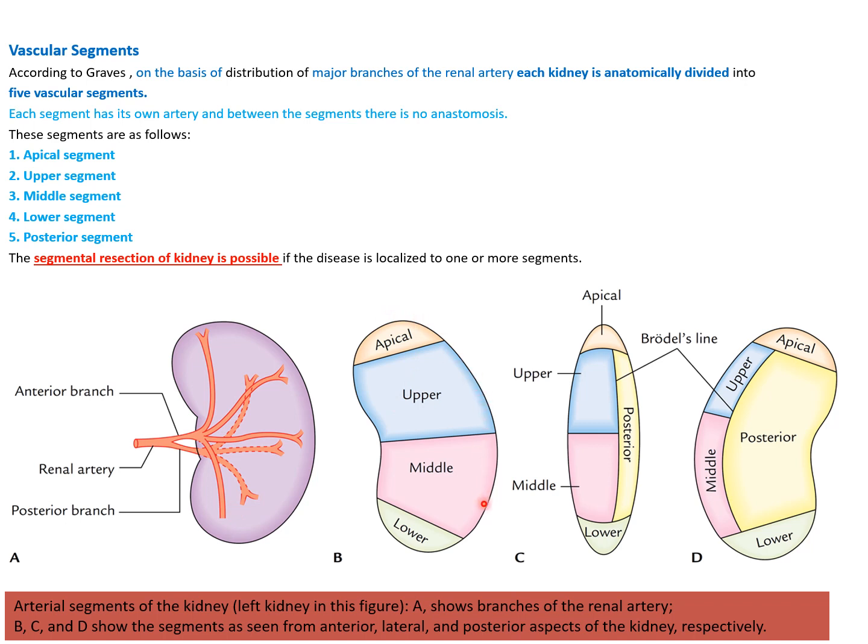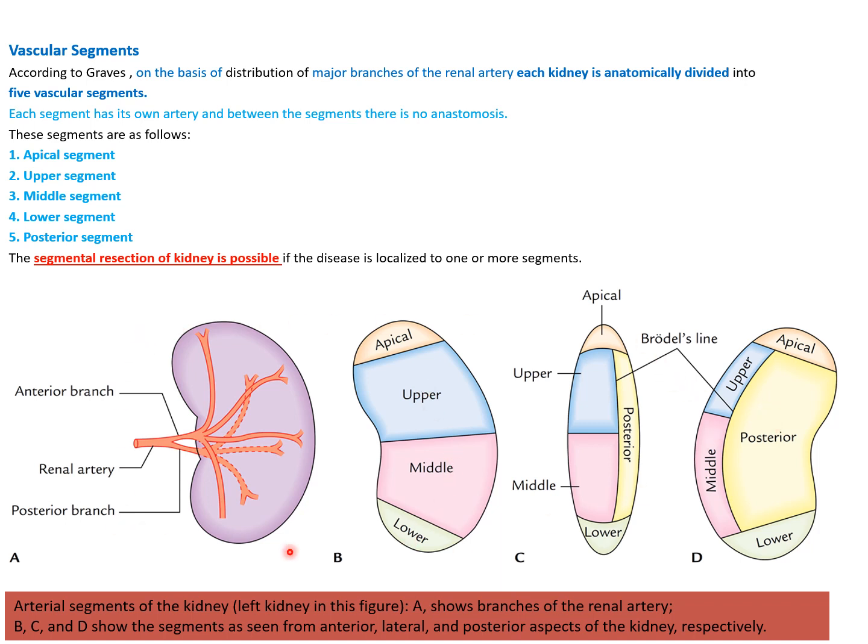This is the anterior aspect of the kidney, posterior aspect of the kidney, and lateral aspect of the kidney. So Graves, on the basis of distribution of major branches of the renal artery, divided the kidney into 5 segments. These are called vascular segments: the apical, the upper, the middle, the lower, and posterior segment.